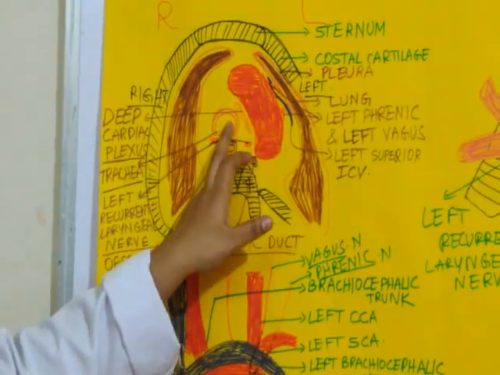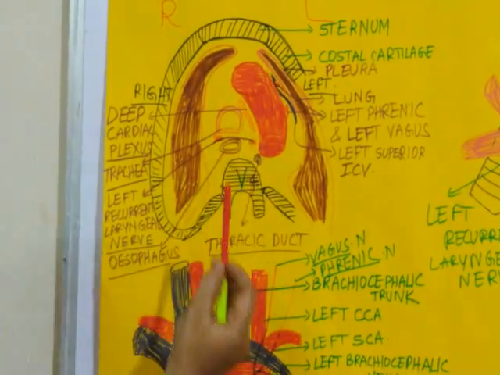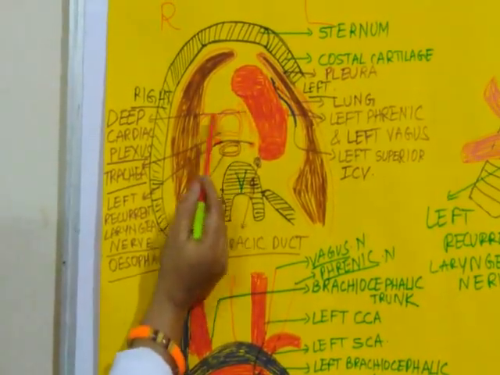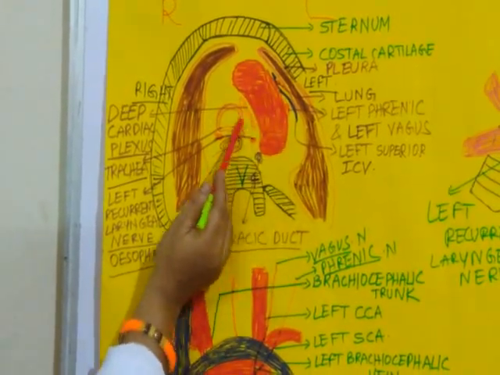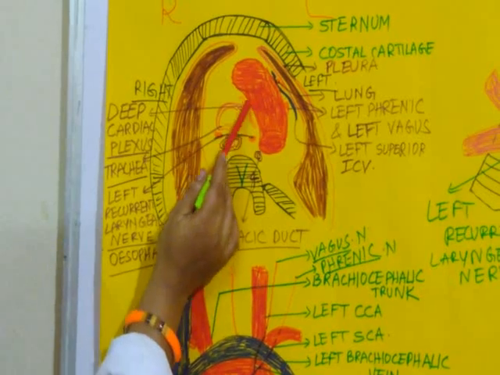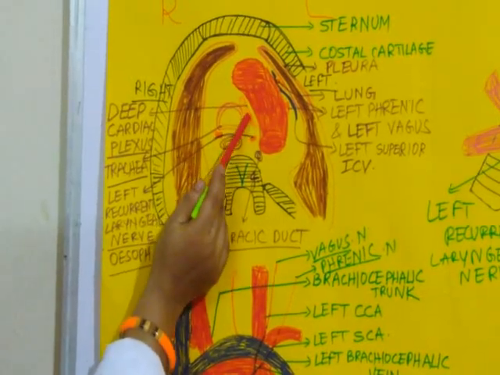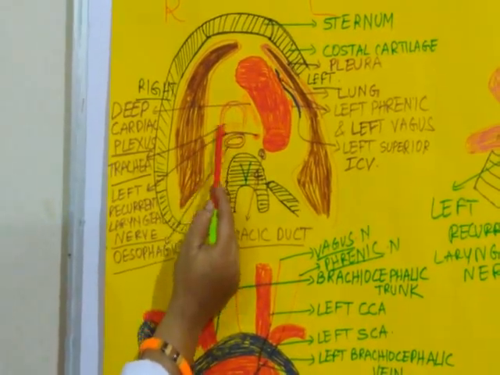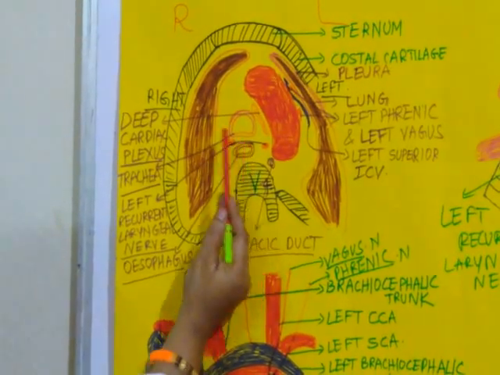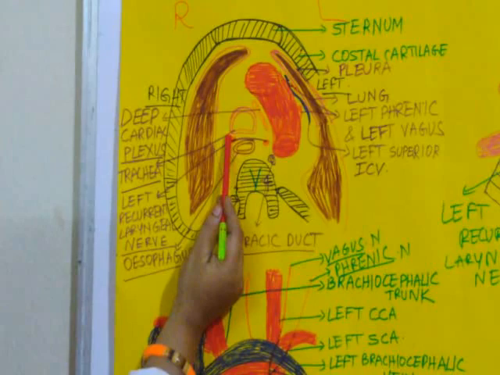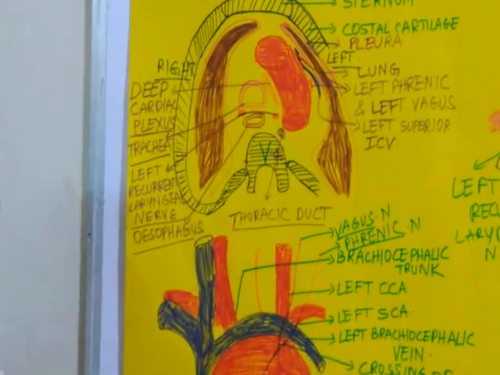So posteriorly and towards the right. First you can see here the cardiac plexus. Here we saw superficial cardiac plexus nerves. Here deep cardiac plexus nerves. So this is the deep cardiac plexus, and then we have the trachea, and then esophagus. Between trachea and esophagus we have the recurrent laryngeal nerves.